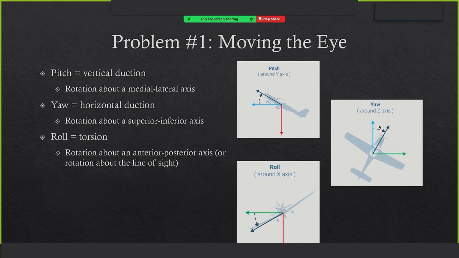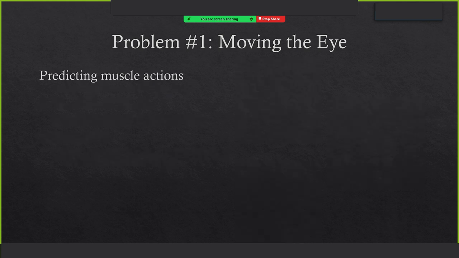If the nose of your airplane moves left and right, that's called yaw. And in the world of eyes, this is a horizontal duction. So abduction, adduction, which is the same as lateral and medial rotation. And if this airplane does a barrel roll, then the nose doesn't actually change position, it just changes orientation. With the eyeballs, that's called torsion. And that's the language we're going to use to describe everything we see that's happening to the eyes. And the first reason this will be important is because we can describe and predict all of the actions of the six individual muscles that control eye rotation.